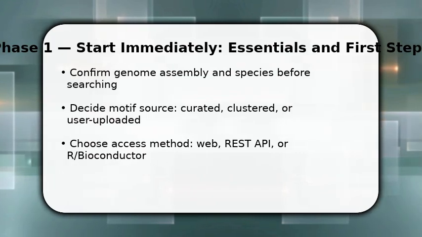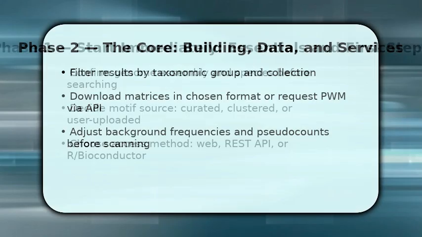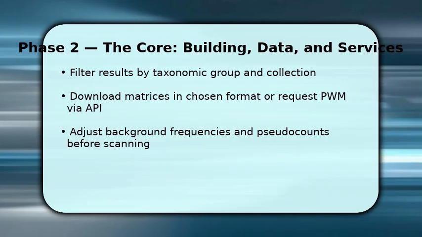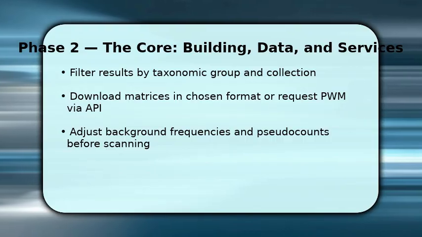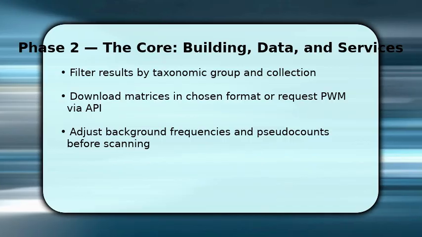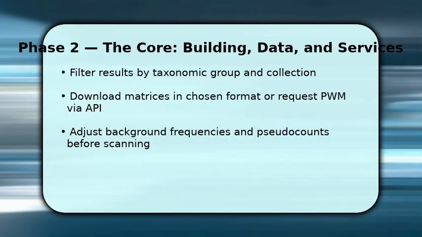for scanning and visualization. You now move into extracting and tailoring the position weight matrices. Use filters to narrow by taxonomic group, collection type, and sequence length so results are relevant. If using the web, click Download and select meme or Jaspar format. If using the API, request the PWM endpoint and parse JSON or flat text.